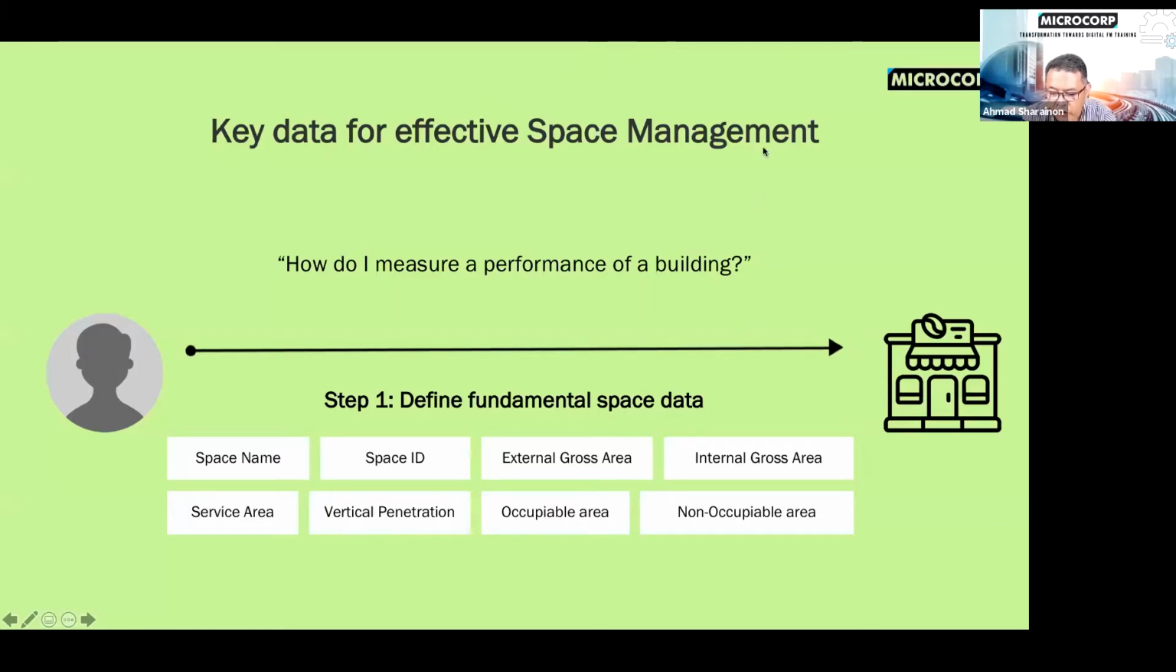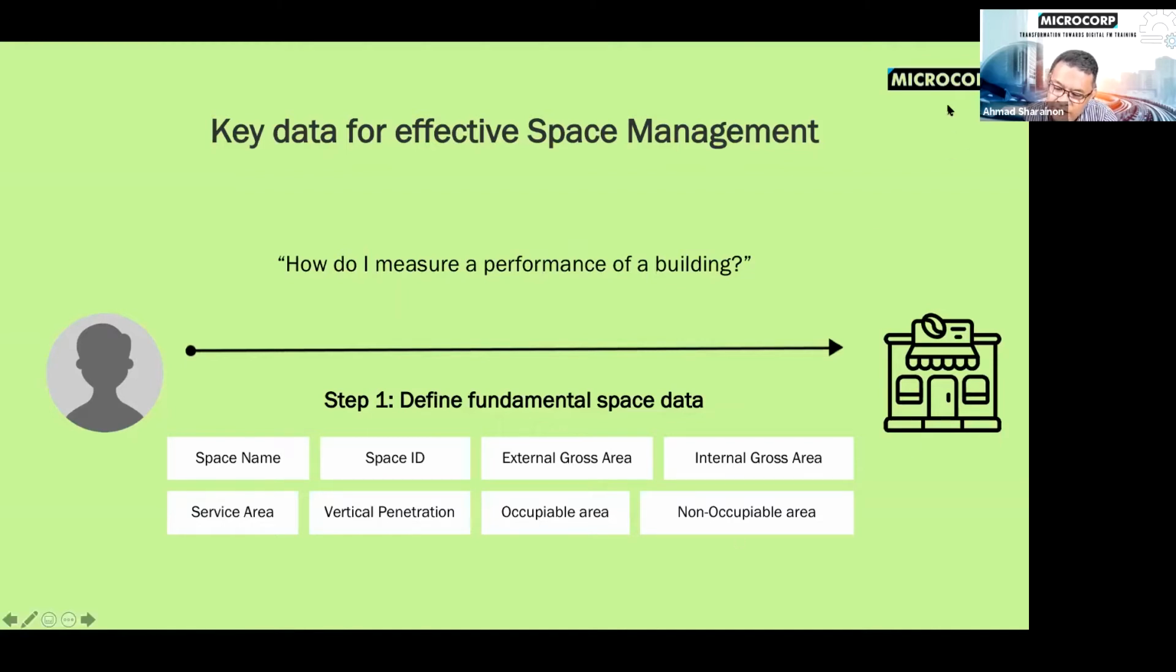So, occupiable area and non-occupiable area. Can we declare the electrical riser as an occupiable area? Another question: what does occupiable area mean? Ikin Jamil, can we define the electrical riser as an occupiable area? Normally, occupiable area is an area where we can assign people to stay. Like, is a meeting room an occupiable area? Anybody can answer me? The meeting room, is it an occupiable area or not?